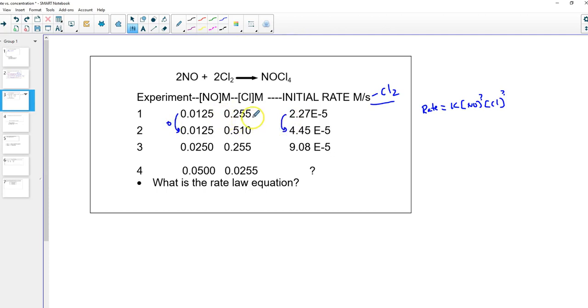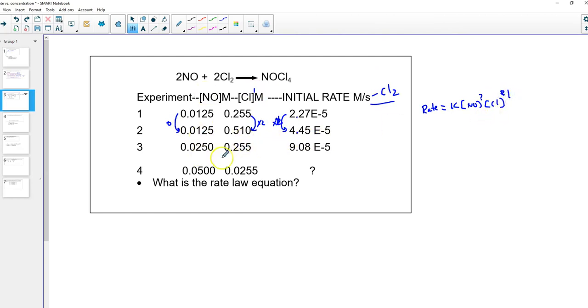This one, I literally draw right on it, I put a little arrow, and it goes times 2. And what did the rate do? It went times, you could divide this by that if you want, times 4. What happens here? 2 to 4, times 2. Alright, 2 and 2, that's just first order. So the chlorine is first order. That means this one, get rid of the question mark, put the 1 in there.